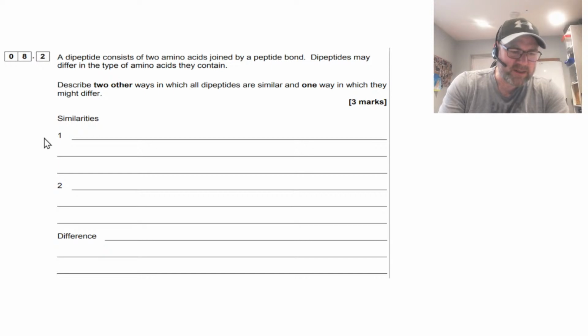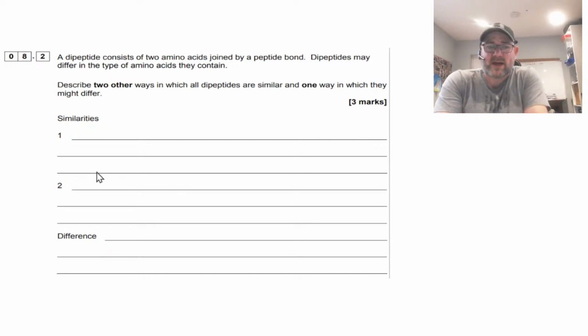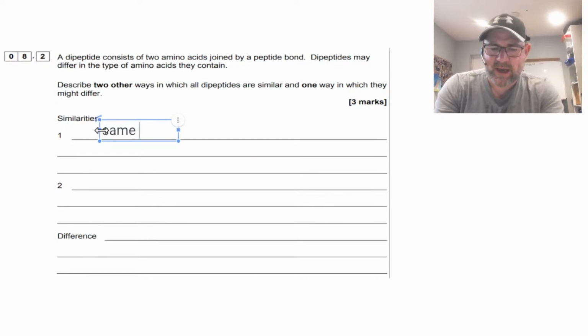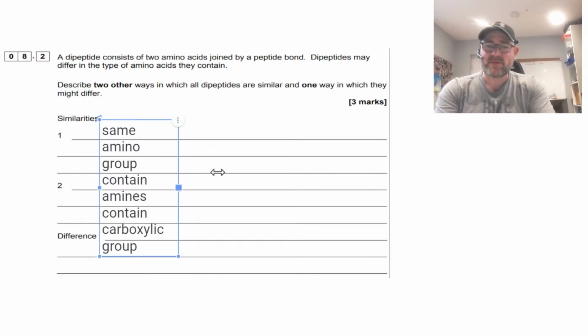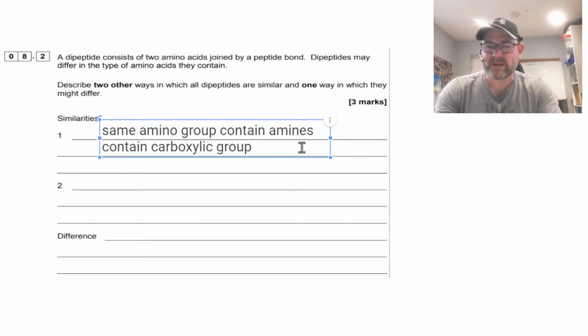Nice, you're all over it. Same amine, same carboxylic group. Some have different R groups. So they all have the same amino group or amines. They contain amines, and contain a carboxylic group. You can say carboxylic acid if you like. So that's going to cover all of those points.